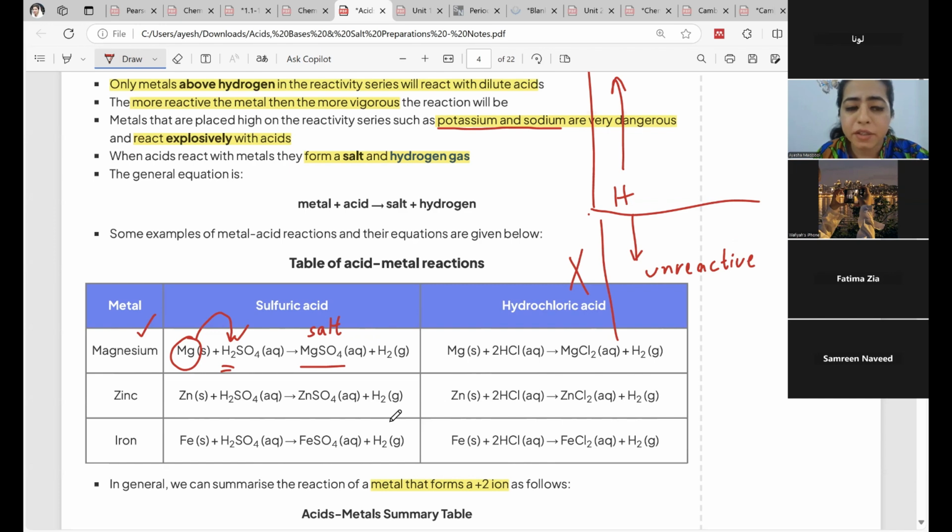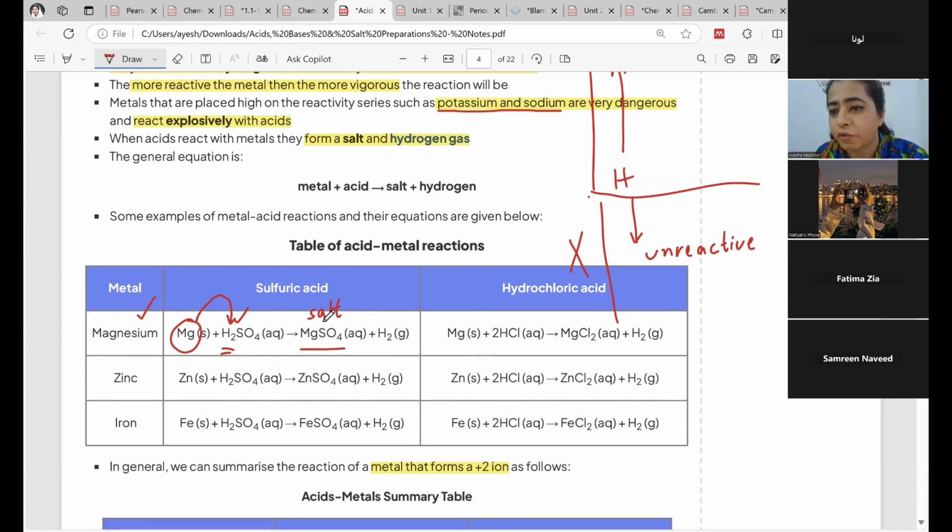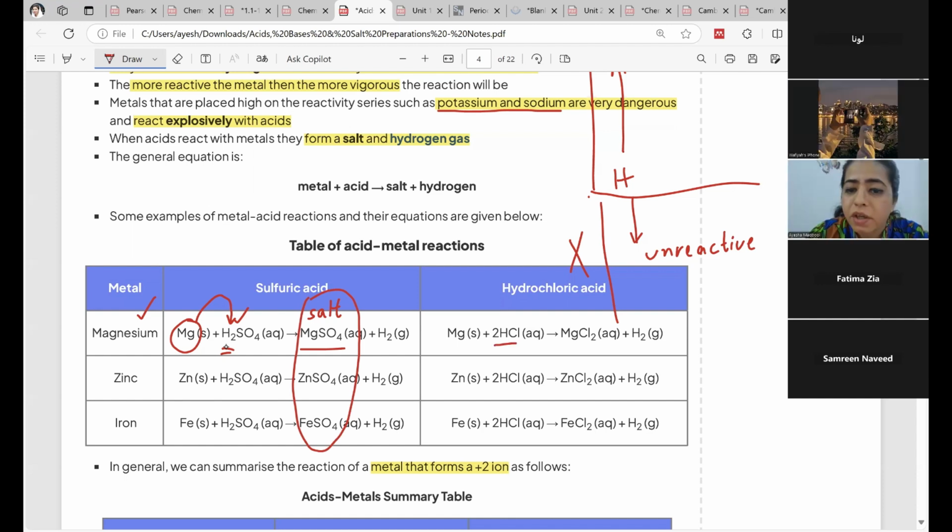After writing the equation, you are going to balance the equation as well. And we did balancing equations to balance all the atoms on the reactant and the product side. Okay, so when they react with sulfuric acid, H2SO4 is sulfuric acid, right? What salt are they producing over here? And when they are reacting with hydrochloric acid, what salt are they producing over here?